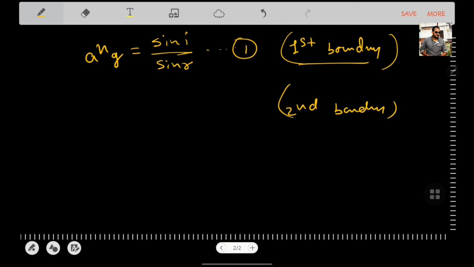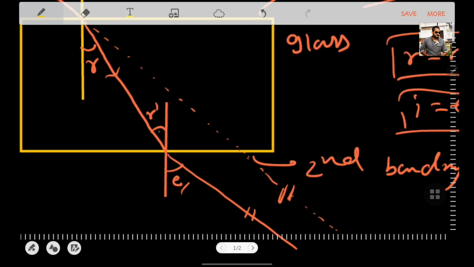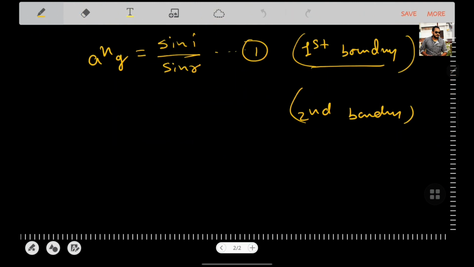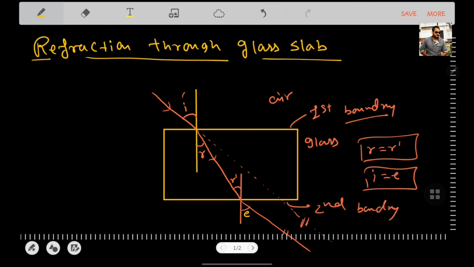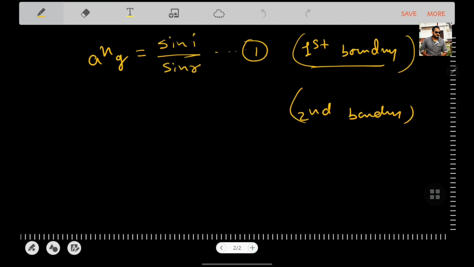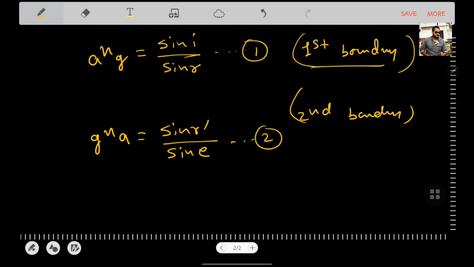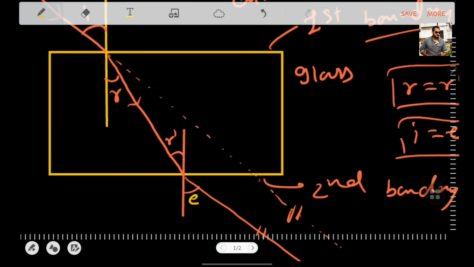Now for the second boundary, the incident ray is r dash, and the emergent ray is E over there. Let me write the equation for that, because now the light ray goes out from the inner side to the outer side. The inner side is glass and the outer side is air. So we have to write G and A, the refractive index of air with respect to glass, sin r dash divided by sin E. This is equation 2. According to Snell's law, the incident ray for the second boundary is r dash, and the emergent ray, the refracted ray, is E.